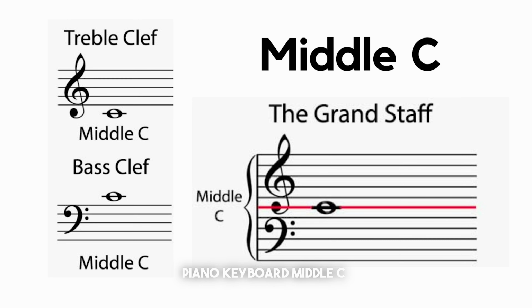On the piano keyboard, middle C is typically the white key located just to the left of a group of 2 black keys. Musicians often use middle C as a reference point for reading notes in the treble clef and for finding their bearings on the keyboard.